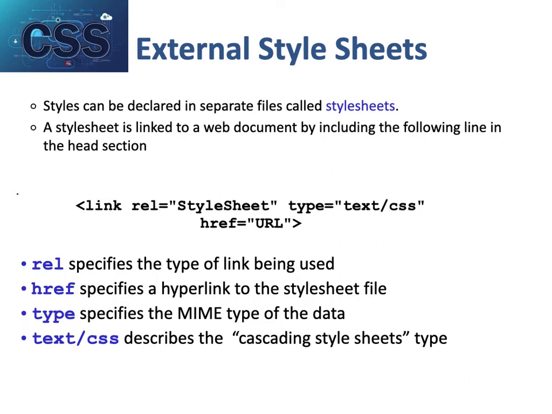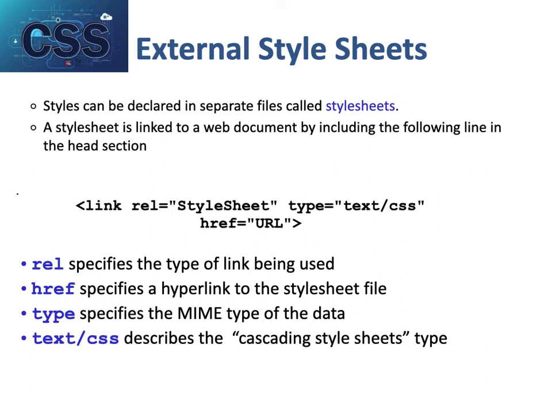Styles can be declared in separate files called style sheets. A style sheet file is having an extension .css. Don't forget that. A style sheet is linked to a web document by including the following line in the head section. So again, it should be included in the head section. Link rel equal to stylesheet, type is equal to text slash CSS, and href, that is a hyperreference for the CSS file. You need to provide the path name associated with the CSS file.